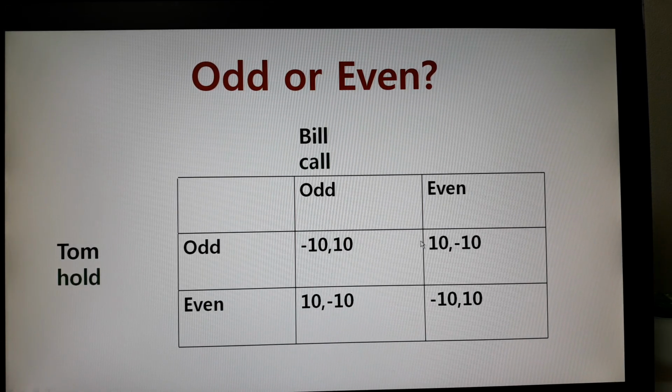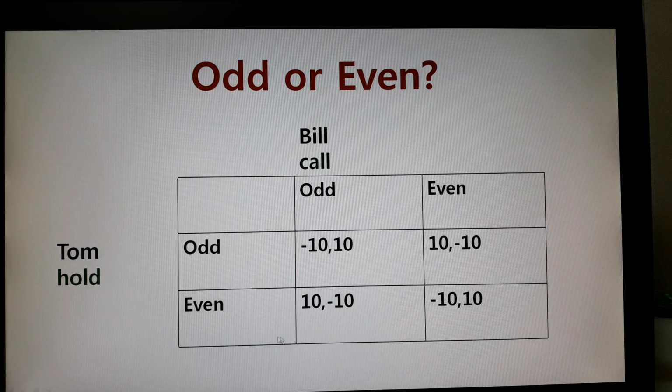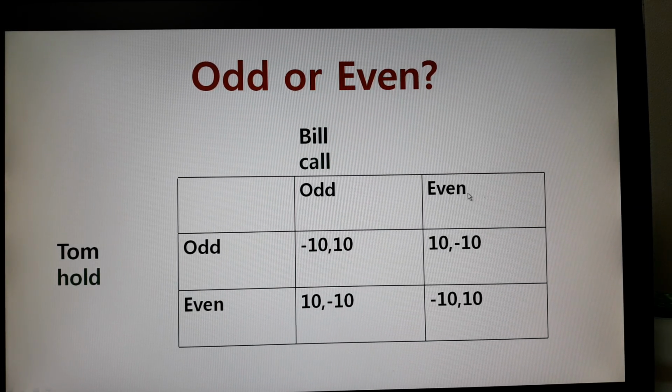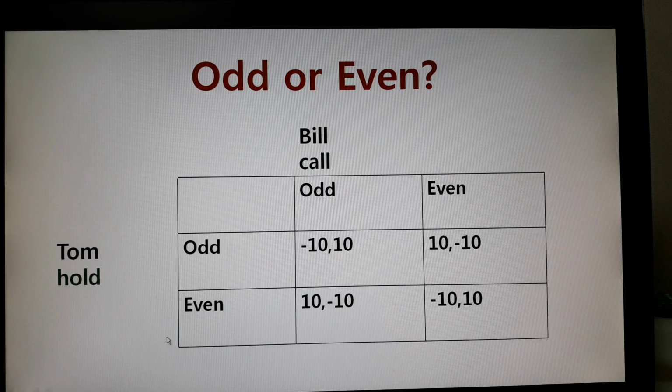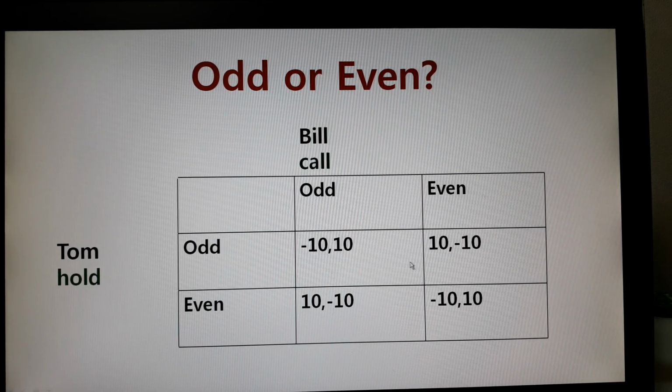From Bill's point of view, if Tom has an odd number, calling odd is better, because even means negative 10, odd 10, the second number. If Tom holds even, even is better, because when it's even, Bill will get 10, odd, Bill will get negative 10. So from Bill's point of view, when Tom chooses odd, odd is better than even. When Tom chooses even, even is better than odd. So obviously, Bill does not have the dominant strategy. If you check, Tom doesn't have the dominant strategy either. Good. So once more, proof that dominant strategies usually do not exist.